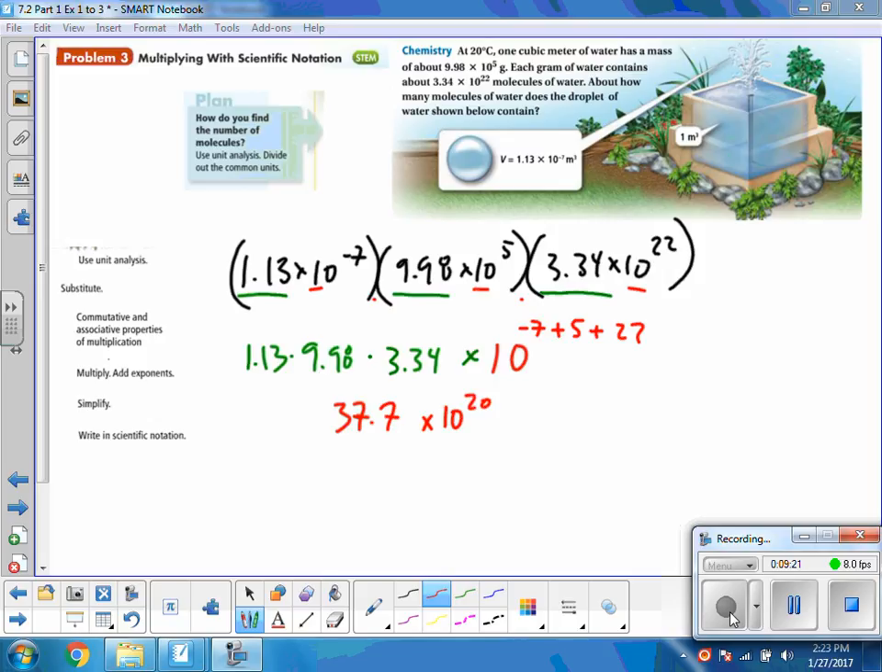Now the deal is 37.7 is not between 1 and 10, so I need to move my decimal over. So now it's 3.77 times 10, but I need to adjust my exponent. I need to adjust it up 1. So what happened is when I move my decimal to the left, the value of my exponent goes up. And the same thing happens the other way: if I have to move my decimal to the right, my exponent goes down in value to match the movement.